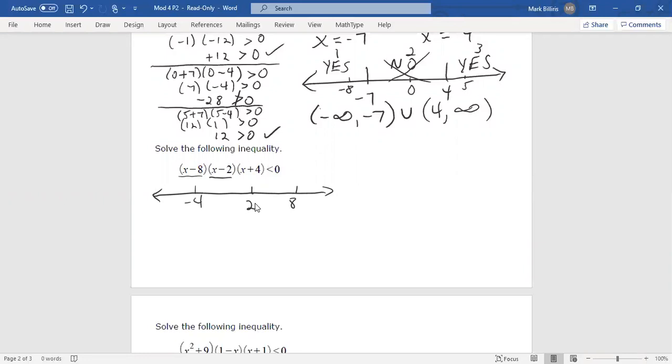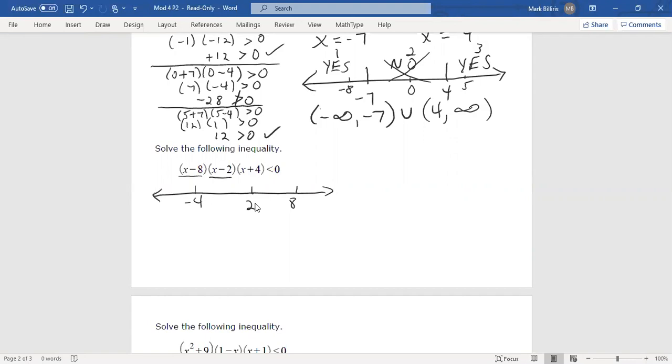Next, I'm going to find test points in each of my regions. In this case, I have 4 regions: values that are less than -4, values that are between -4 and 2, values that are between 2 and 8, and values that are greater than 8.